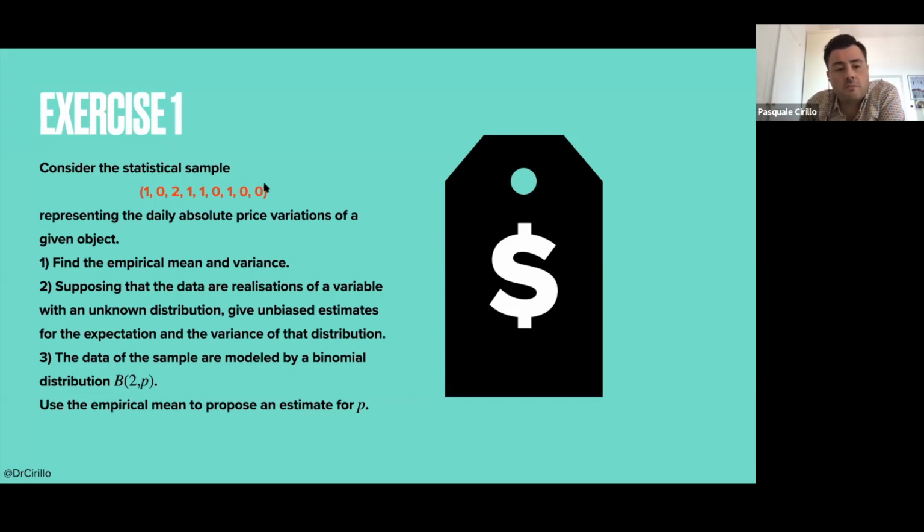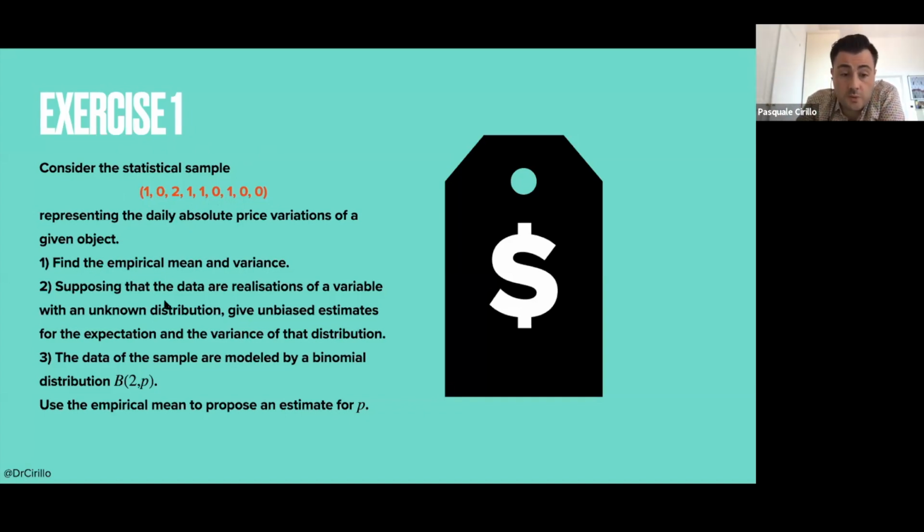We have a very small statistical sample that is given by a certain number of observations that you see here on your screen in red. It's 1, 0, 2, 1, 1, 0, 1, 0, 0. These are daily absolute price variations of a given object.